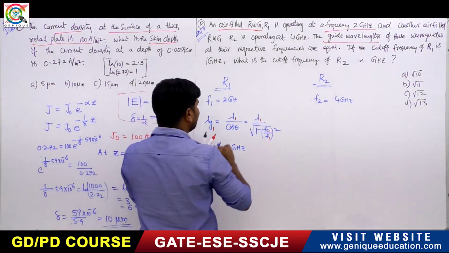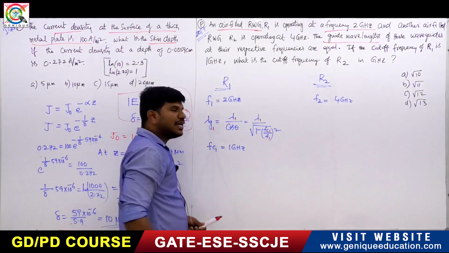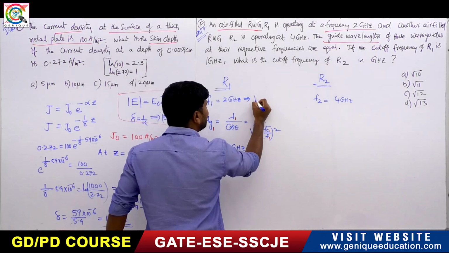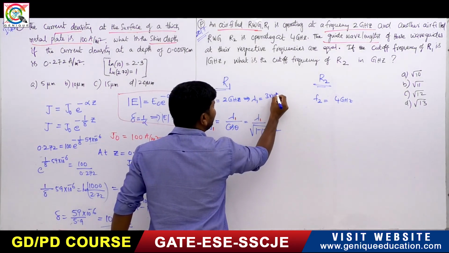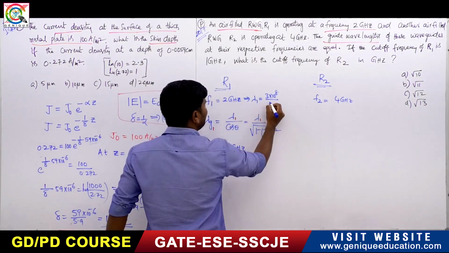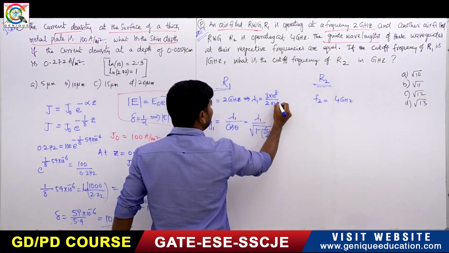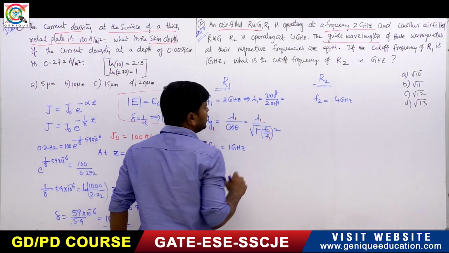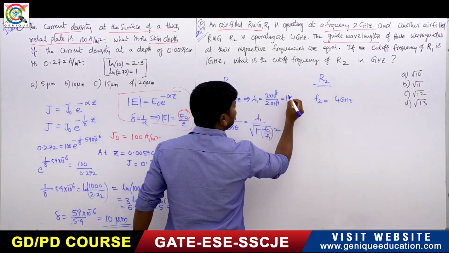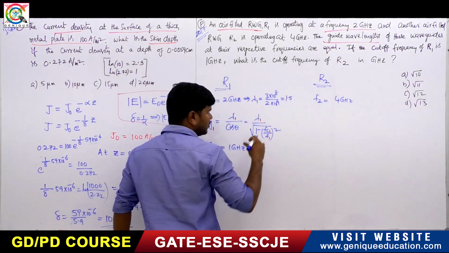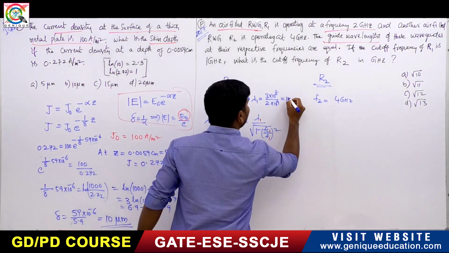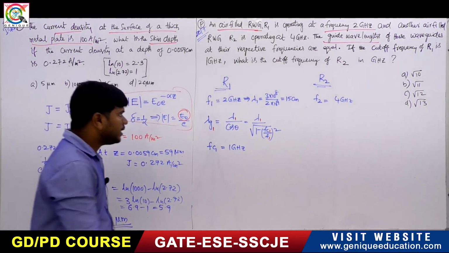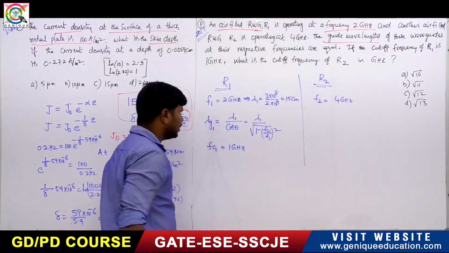So from this, what is lambda 1? The wavelength in this waveguide: f1 is there, and lambda 1 is equal to 3 into 10 power 8 divided by the frequency. The frequency is 2 gigahertz, which means 2 into 10 power 9. So this will be 1.5 into 10 power minus 1, which can be written as 15 centimeters. It is 15 centimeters, right? So that is completed.